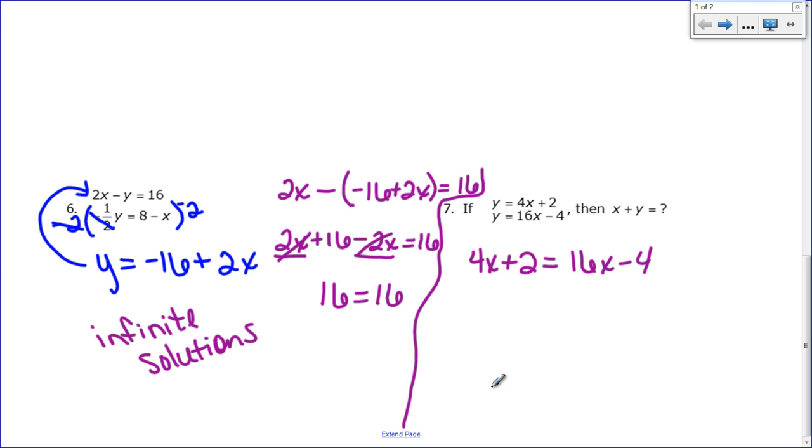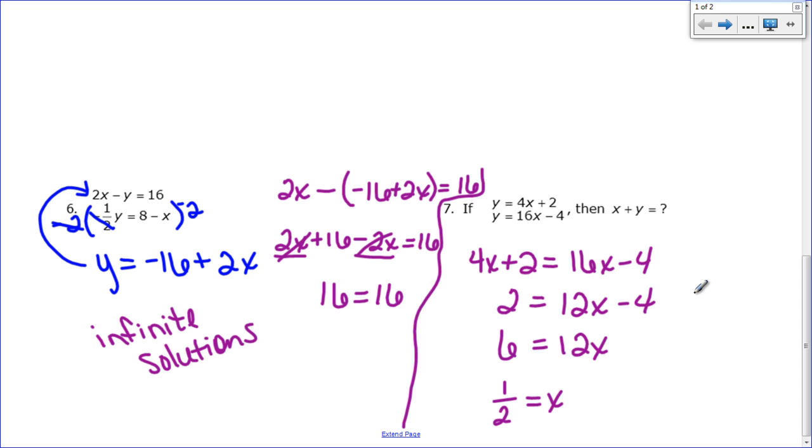So I can now solve this for x because it's got variables on both sides. So remember, we're going to do baby to mama. So I'm going to subtract 4x from both sides. So I get 2 is equal to 16 minus 4 is 12x minus 4. Now I'll add 4 to both sides. So I've got 6 is equal to 12x. And when I divide both sides by 12, be very careful here. 6 divided by 12 is 1/2. So x is equal to 1/2.